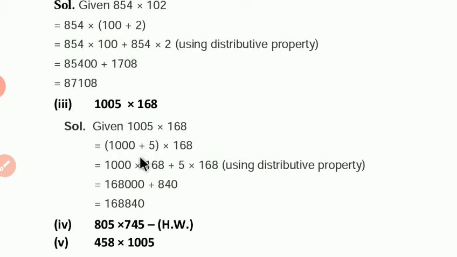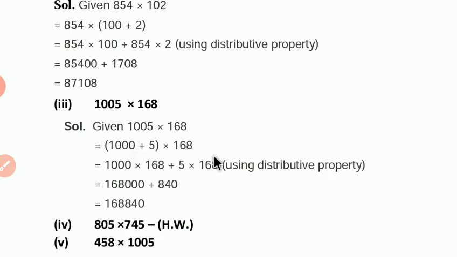Then question number 3, 1005 into 168. Here you can see we have opened 1000 plus 5 into 168. You can open any number which you find easy to calculate. You can see we can easily multiply by 1000, so our answer will be easy to find. So we have opened 1005, and we can write it as 1000 plus 5 into 168.